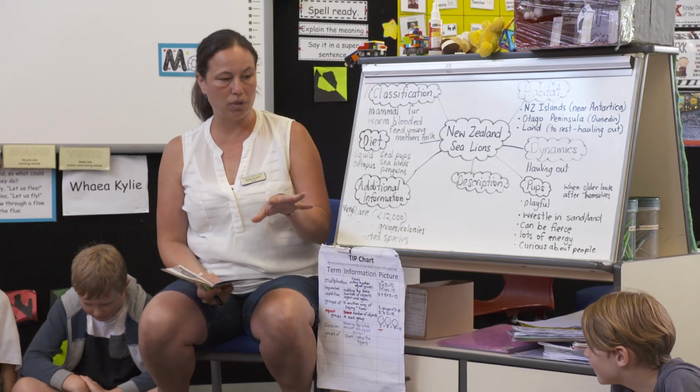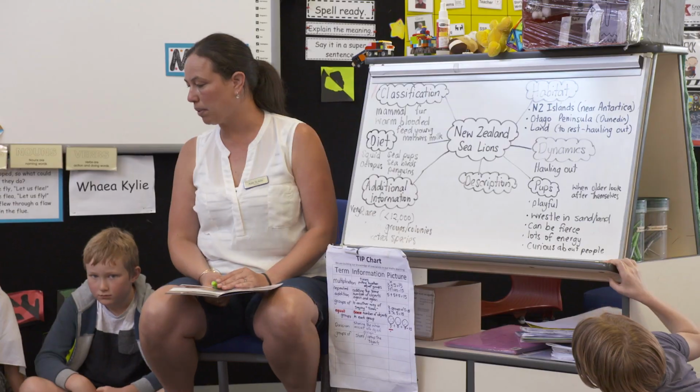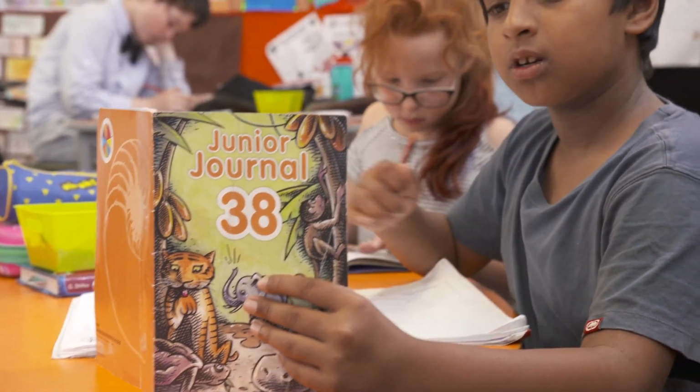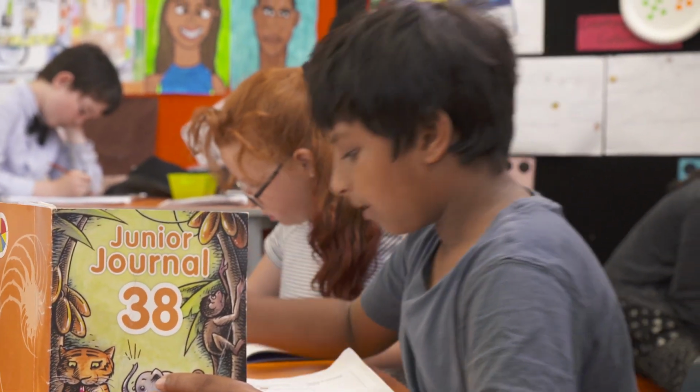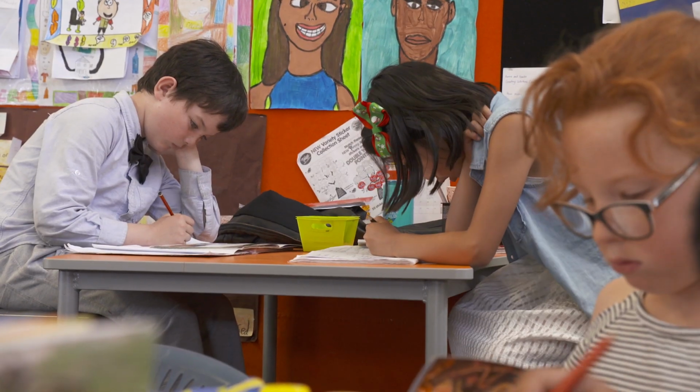Reading this article, we've identified several subtopics that the author has given us information about. The children can then go away and research from other sources of information, but it gives them that basic structure to start with. All learners, no matter what their literacy abilities, are able to engage in this lesson.